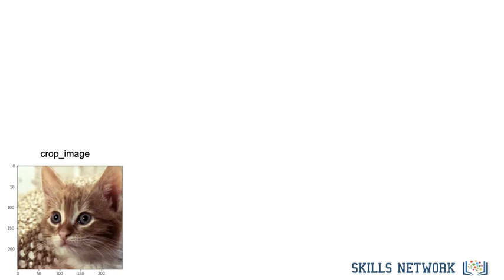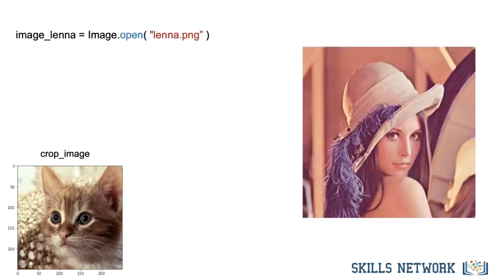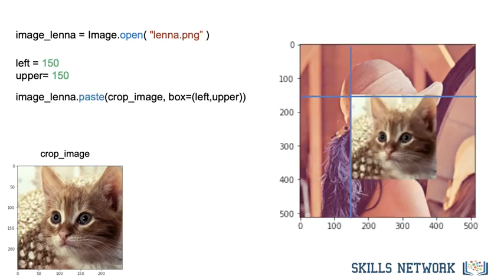Consider the image crop_image of a cat. We also have the image_Lena. We can superimpose the image of the cat over image Lena. All we need is the coordinates indicating where to paste the picture. We use the paste method. The input is the image we would like to superimpose, and the box parameter specifies the top left corner of the image you would like to paste.